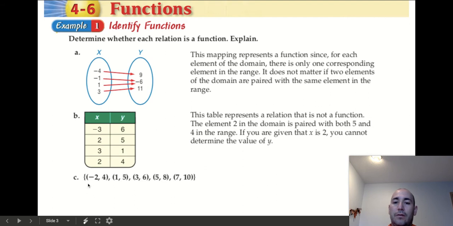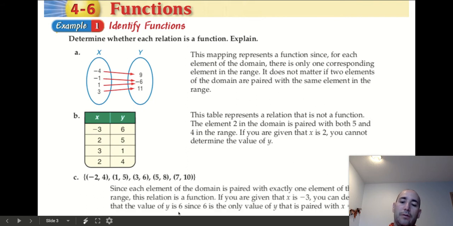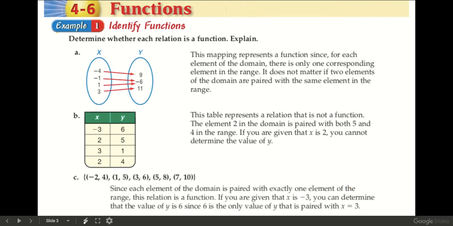Now let's look at this final one. We have -2 paired with 4, 1 with 5, 3 with 6, 5 with 8, 7 with 10. This would be an example of a function because if you notice, each x value is different and it has its own y value. So this would be known as a function.